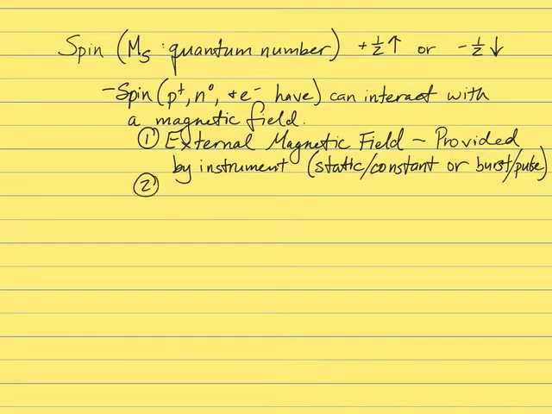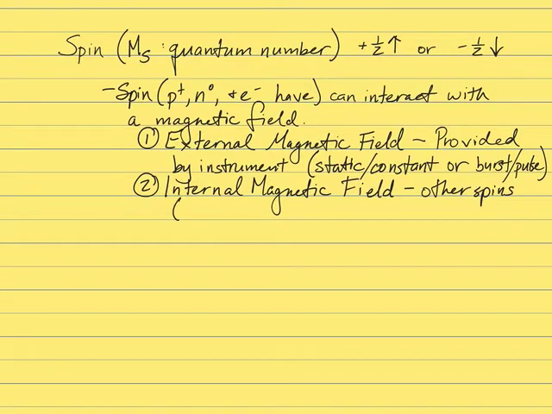The other magnetic field that plays a role in NMR spectroscopy is internal magnetic fields. Internal magnetic fields are magnetic fields that would be coming from within the sample itself. So these would be other spins, and these spins can be either the nuclear spins or the electron spins in the molecules and atoms around it.